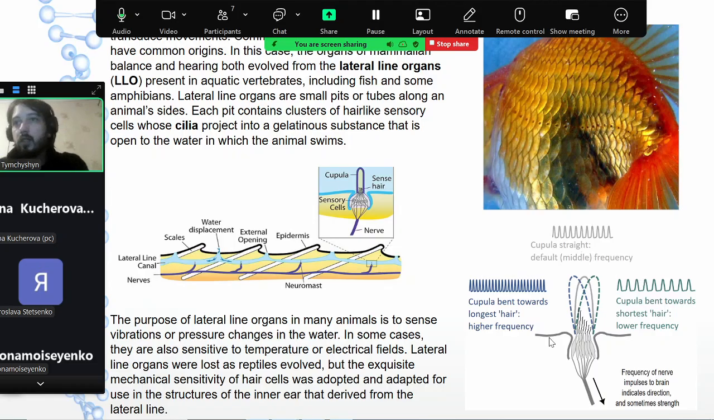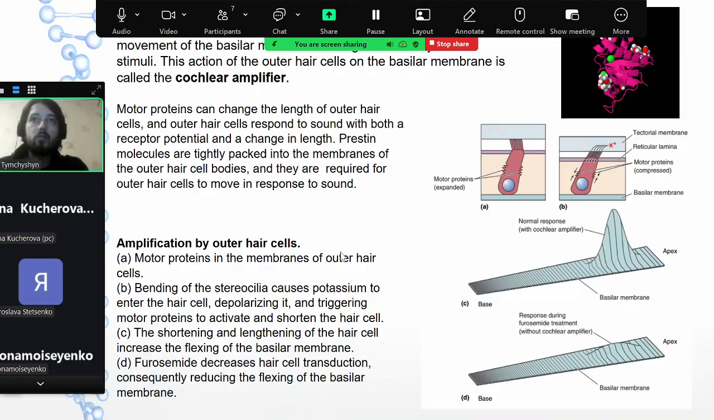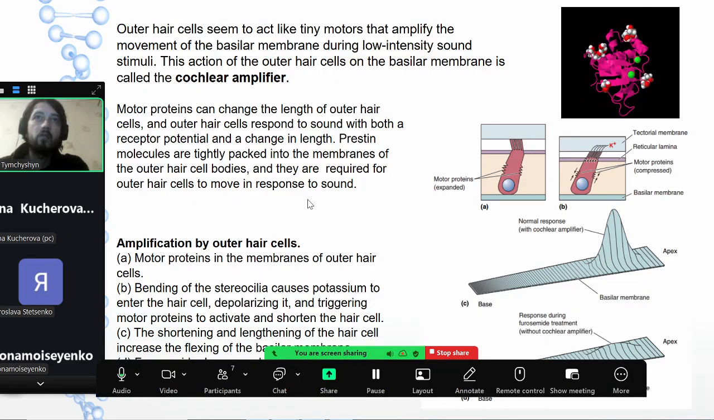And here you see once again the cupula and hair cells, enlarged. If it is bent somehow, you see that they are activated and they send certain signals to the brain that something is happening. So some pressure has changed, or there is some vibration in the water.